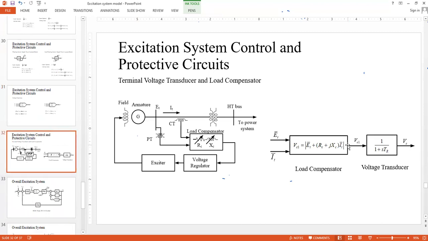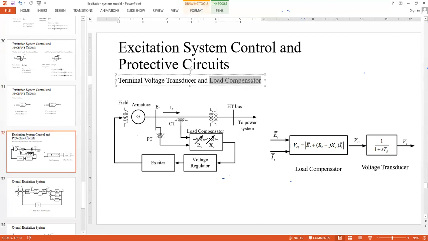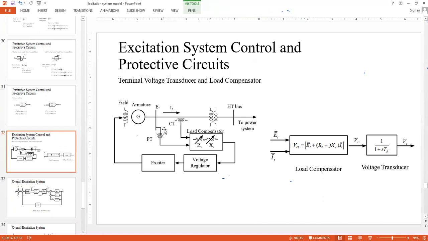Okay, so now with all these limiting functions and gating functions, let's continue to a little bit different thing, that is the terminal voltage transducer and load compensator model. I actually discussed a little bit on this. I actually also discussed this model of the load compensator. So let's see what it does. Again, we have a quick check on this. This is the load compensator block diagram representation with the expression.